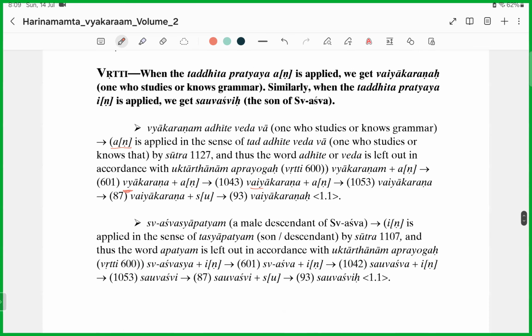Similarly, Swashvasyapatyam. Swashva is the name. So Swashvasya apatyam. Apatya means child, offspring. So Tasya apatyam. So we apply in Nrsimha Pratyay. So Shvasya and in. So this word turns into Au. So become Sauvashvi. The Arama gets deleted. So Sauvashvi.